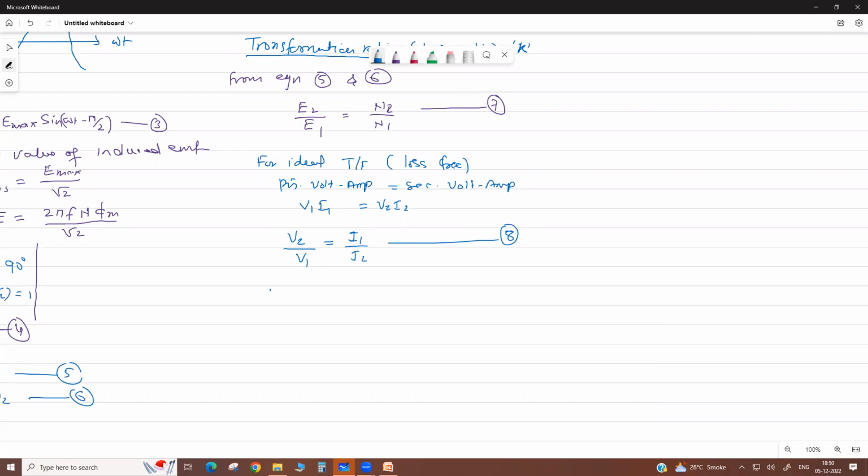Now the no-load current in a transformer is very small. So if the no-load ampere turns, which is the MMF or magnetomotive force, are neglected, then you can write primary ampere turns, MMF, equals secondary ampere turns.